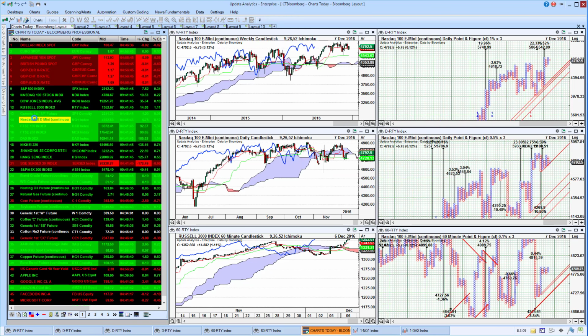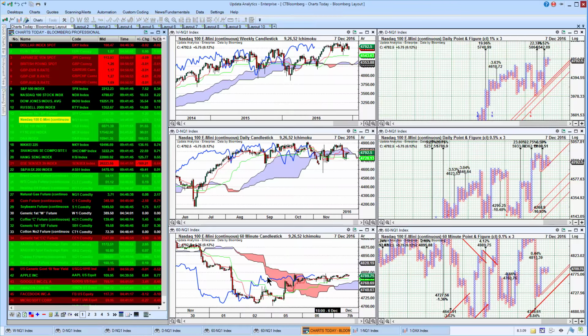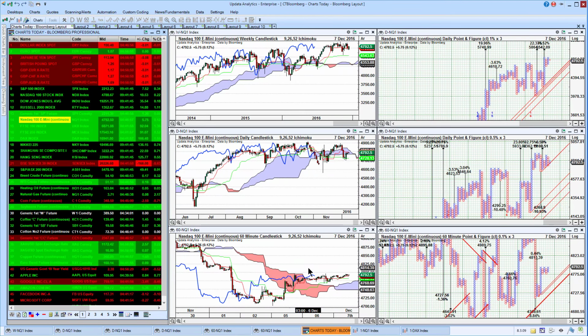Now we take a look at the futures this morning. Nasdaq is slightly up, but through the cloud. This is the more important thing. Through the cloud, not yet on the cash market, but it is through on the futures. So this does suggest that we might well go higher.